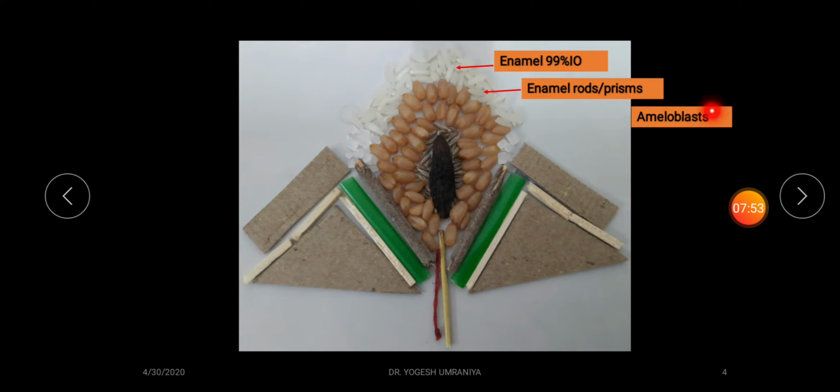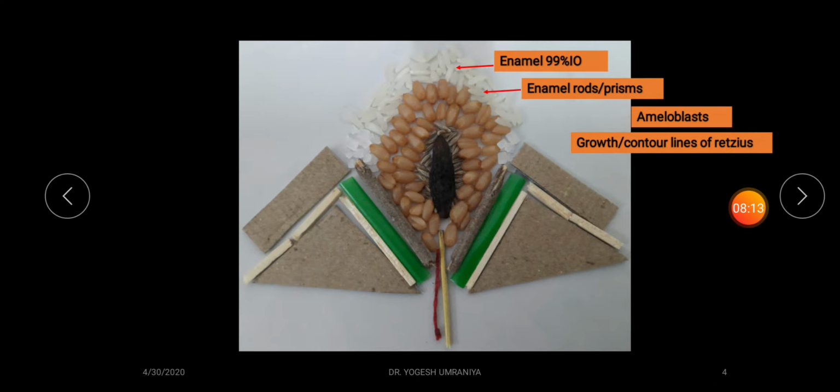So whenever there is an injury to the enamel, particularly in dental caries, this enamel is not going to be regenerated because there is an absence of the ameloblasts. So in that case, filling of that gap is necessary.